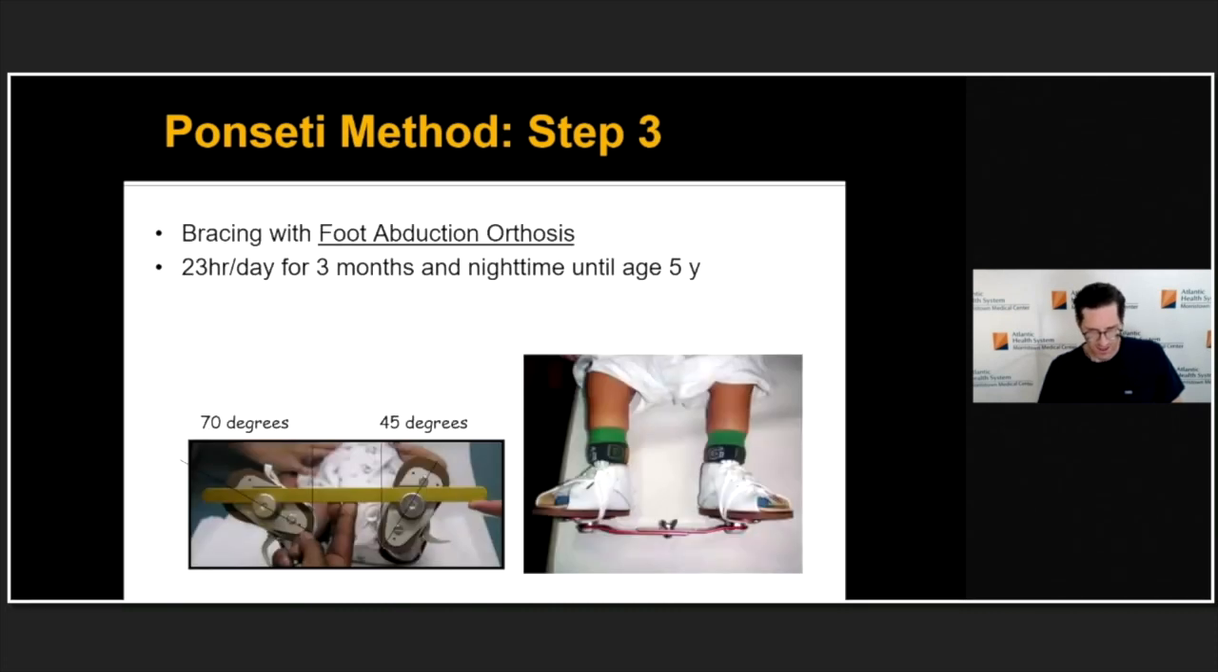And then we move on to step 3, which is a brace. This is a foot abduction orthosis that holds the foot corrected. For the first 3 months it is worn 23 hours a day, and then the infant is weaned to nighttime. Ponseti recommended wearing the brace until upwards of 5 years of age. So this is a long-term commitment. The involved foot is usually abducted a bit more than the uninvolved foot, as you can see here.